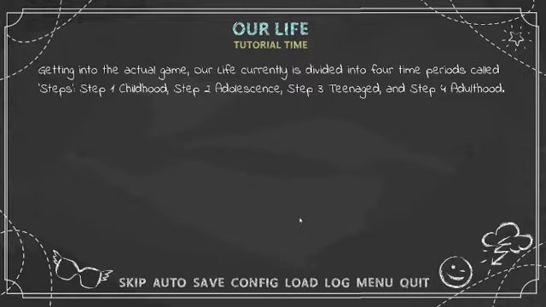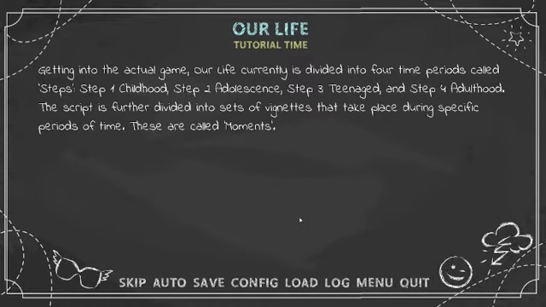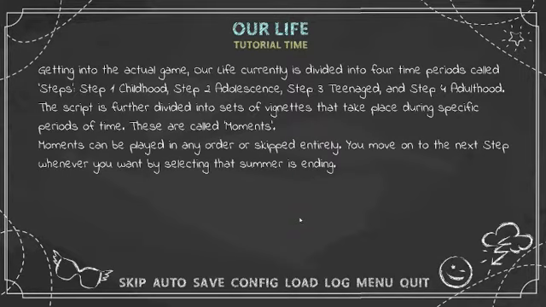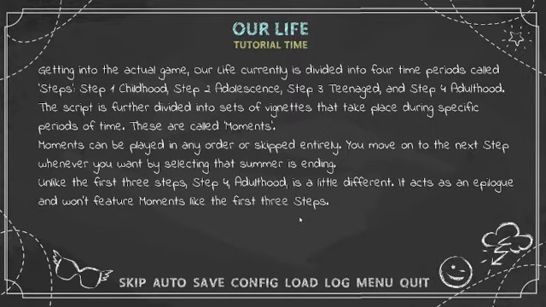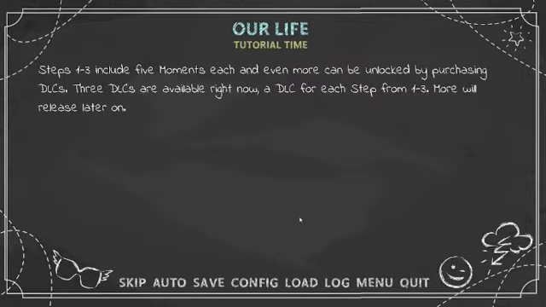Step 1 is childhood, Step 2 adolescence, Step 3 teenage, Step 4 adulthood. The script is further divided into sets of vignettes that take place during specific periods of time. These are called moments. Moments can be played in any order or skipped entirely. You move on to the next step whenever you want by selecting that center is ending. Unlike the first 2 steps, Step 4 adulthood is a little different. This is an epilogue and won't feature moments like the first 3 steps.